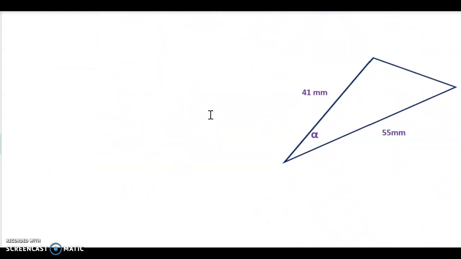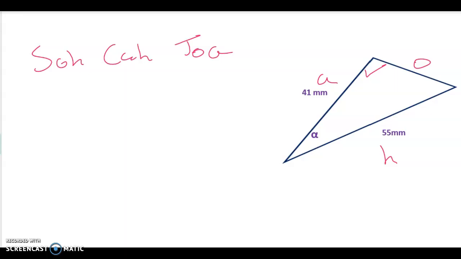Okay, let's look at this one here. So right angle triangle, label all our sides: hypotenuse across from the right angle, opposite across from the angle, and adjacent, the one that's left beside the angle. So use your SOHCAHTOA. Let's tick everything we've got. So we are using the hypotenuse and the adjacent. CAH has got the two ticks, so it's the cosine ratio.